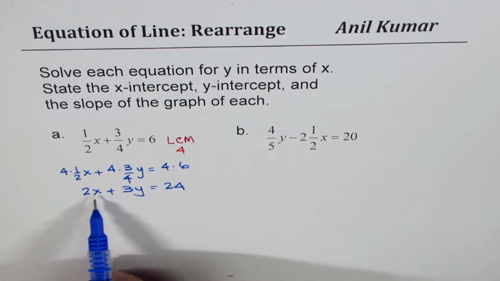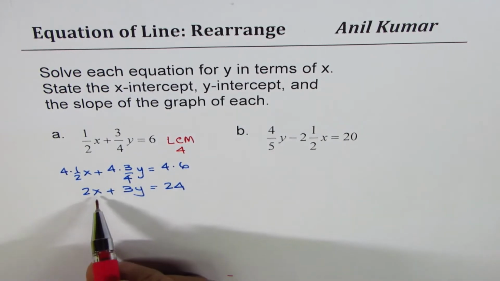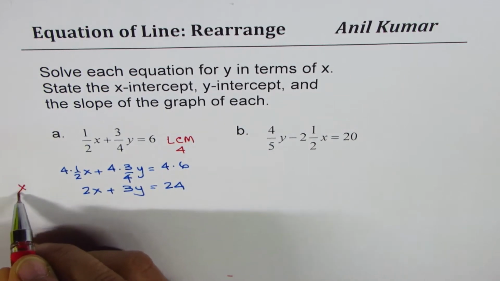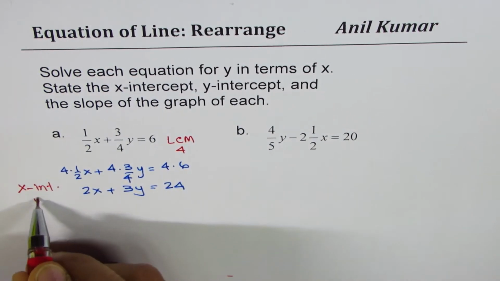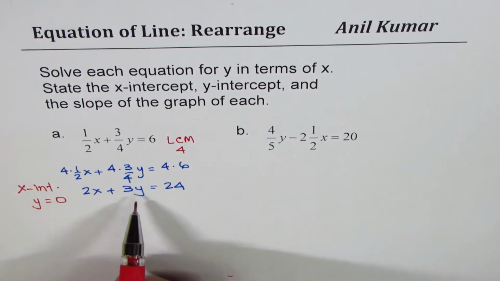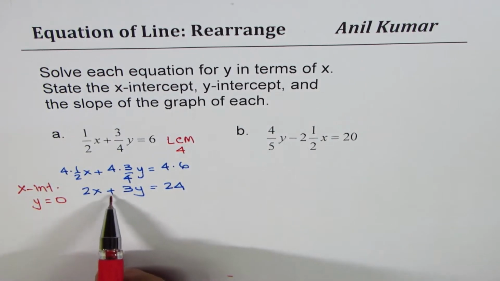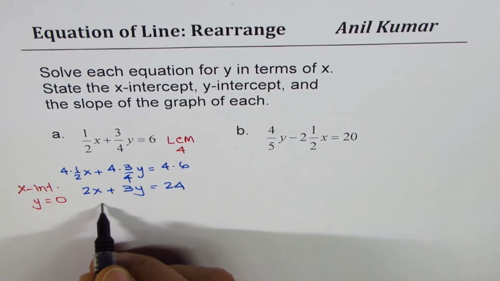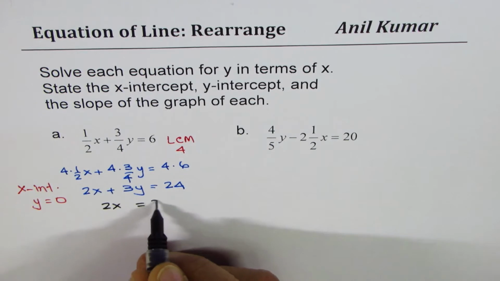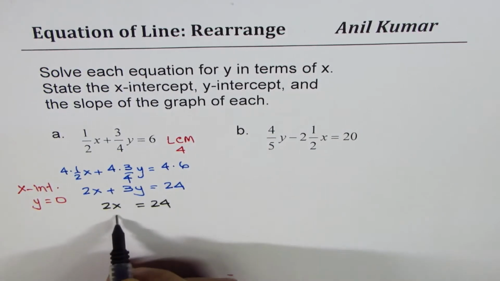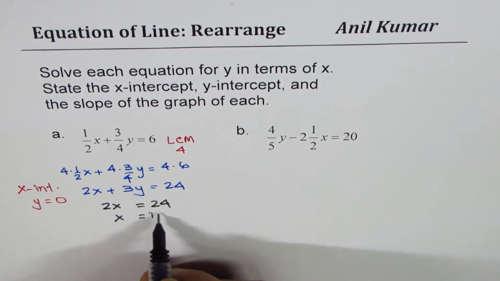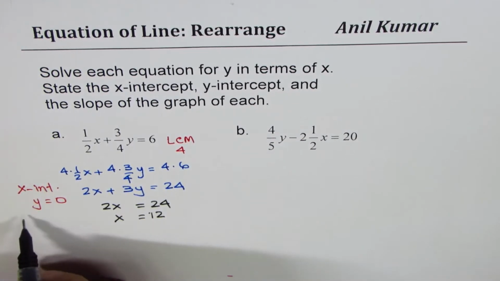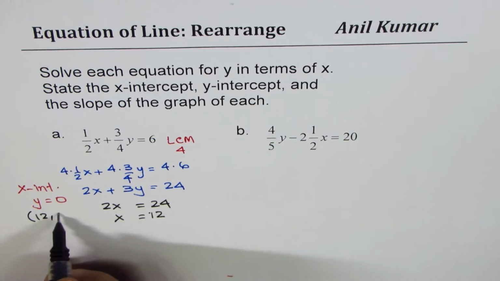So what we will do is first find the x-intercept. The x-intercept is a point where y is 0. So to find the x-intercept, we equate y to 0. So if I equate y to 0, I get 2x plus 0 equals 24, or 2x equals 24. Now that gives me x equals 12, right? 24 divided by 2. x is 12, and therefore the x-intercept is (12, 0).